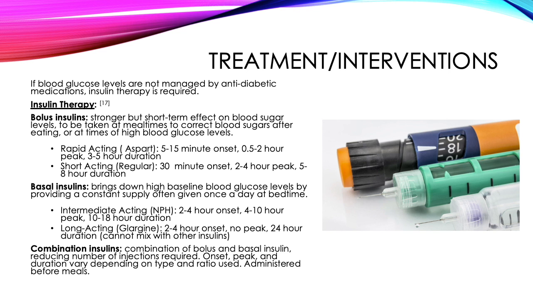Insulin therapy may be necessary if blood glucose levels are not managed by anti-diabetic medications and the pancreas is not producing adequate amounts of insulin. When administering insulin, it is important to properly follow the protocol for your patient and know the onset, peak, and duration of their insulin so you can assess the effects accordingly. This information you can see listed on this slide. Remember to rotate injection sites and educate the patient how to safely administer their own insulin. With any treatment that increases insulin levels, it is important to be aware of the risk for hypoglycemia.